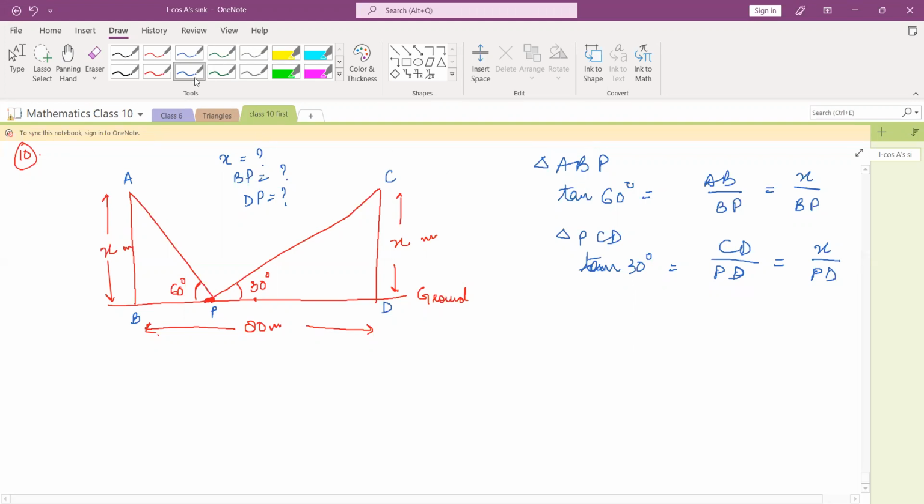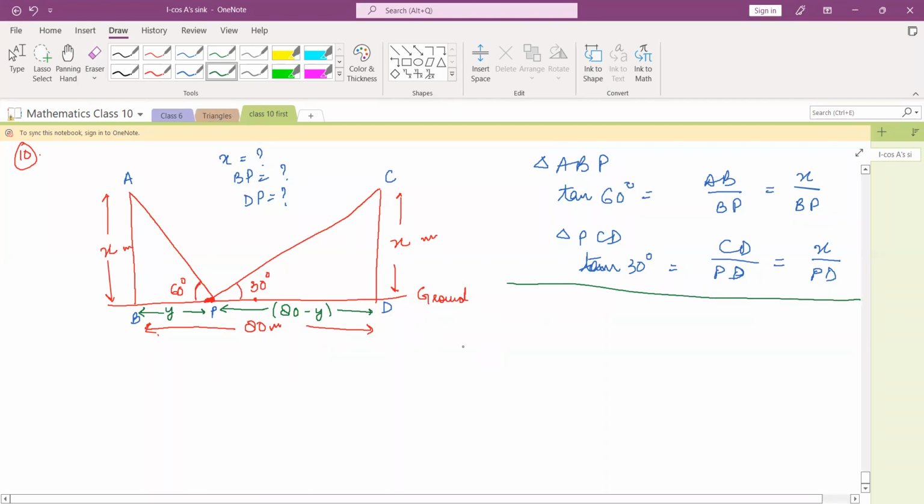So we can do one thing. Let's say we assume it. Let me call this one y. If this is y, then the remaining will be 80 minus y, because I know the total distance between them. Is this clear? So at least somehow they are related. So let us try to write now.